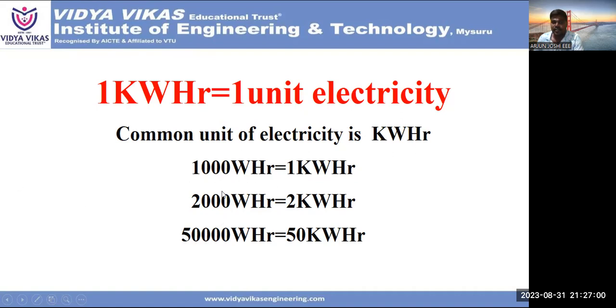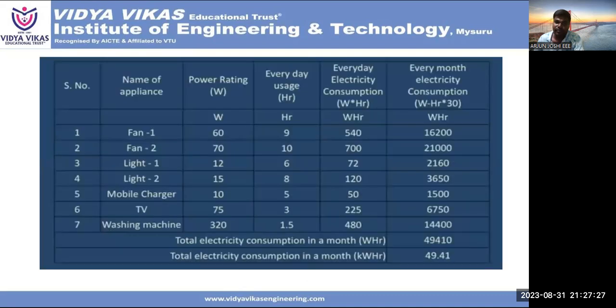Now 1000 divided by 1000 is 1 kilowatt, 2000 divided by 1000 is 2 kilowatt, 50,000 divided by 1000 is 50 kilowatt hour. That is, 1000 watt hour is equal to 1k, 2000 divided by 1000 is 2k, then 3k, 4k, 5k. Commonly, the unit of electricity is in terms of kilowatt hour, not watt hour.